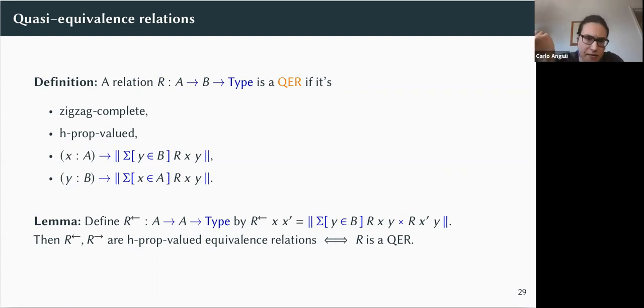Now, the significance of this definition is the lemma here, which is that this heterogeneous relation induces homogeneous relations on A and B, where the relation on A is, two things in A are related if there's merely something on the other side that both of them are related to by R. And you can similarly define a relation on the right-hand side in the same way. And these induced relations are going to be equivalence relations on A and B if and only if R is a quasi-equivalence relation.